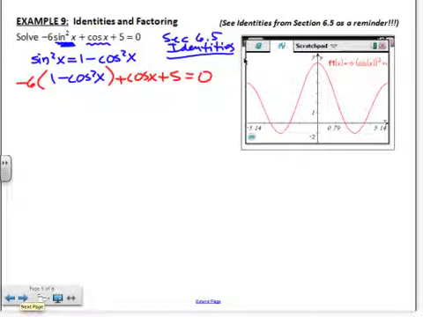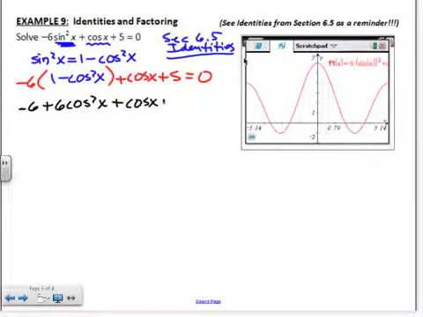I honestly don't know how schools teach this topic in the beginning of your pre-cal, because there's too much algebra you don't remember. All right, so what we're going to do is distribute the -6: plus 6 cosine squared x, plus cosine of x plus 5 equals 0. Beautifully, my cosine squared became a positive in front of it. Oopsie, not sign, whoopsie. See that kind of mistake? That can happen.